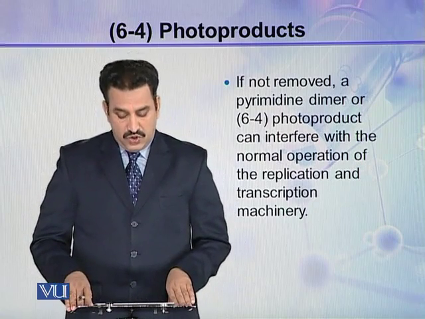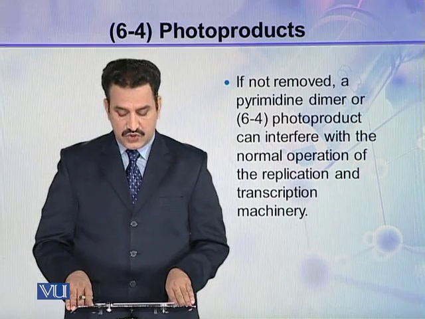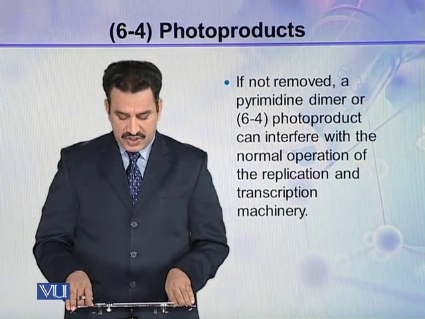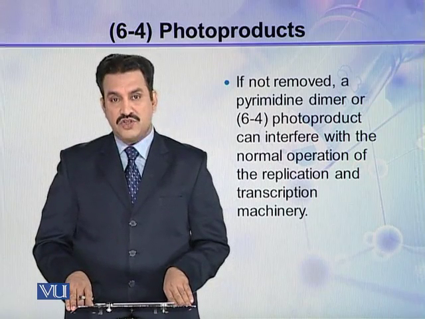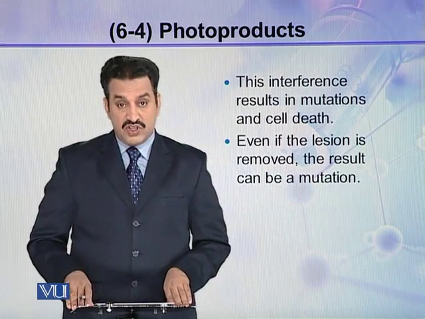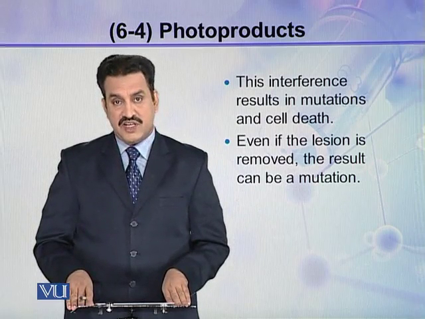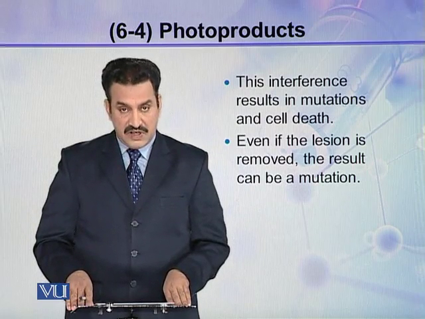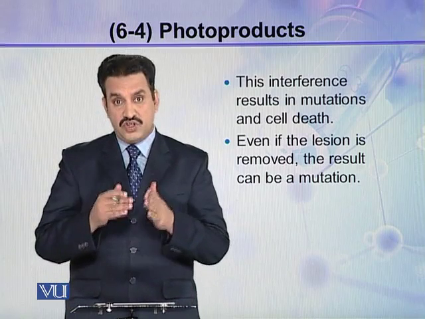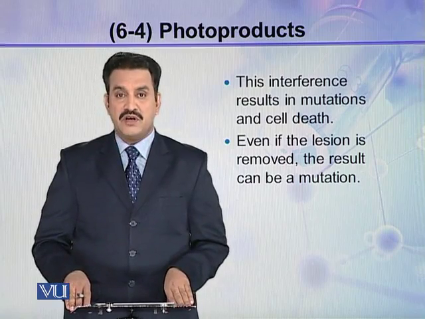If not removed, a pyrimidine dimer or a 6,4 photoproduct can interfere with the normal operation of the replication and transcription machinery, and this interference results in mutations and cell death. Even if the lesion caused in the DNA is removed, the result can be a mutation.